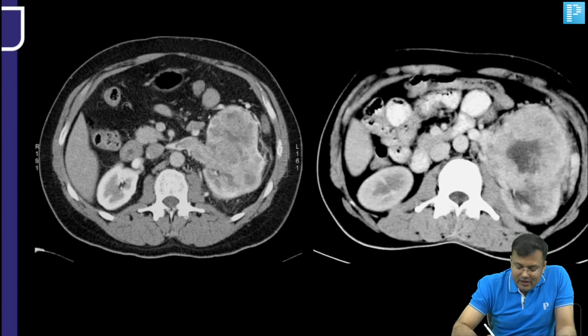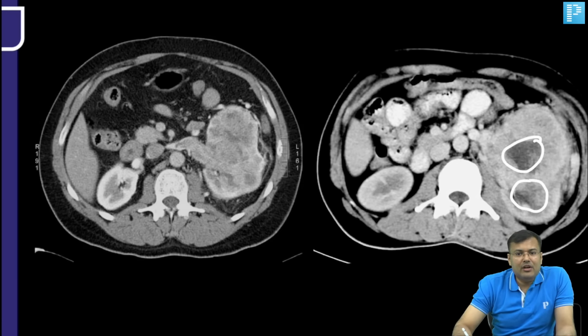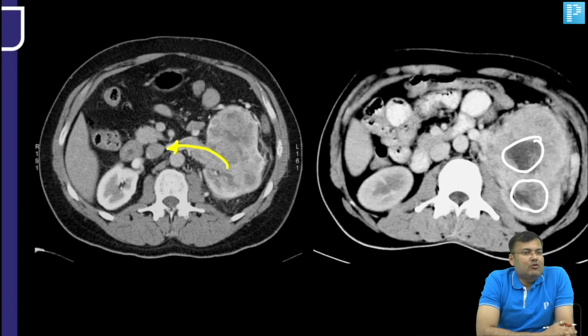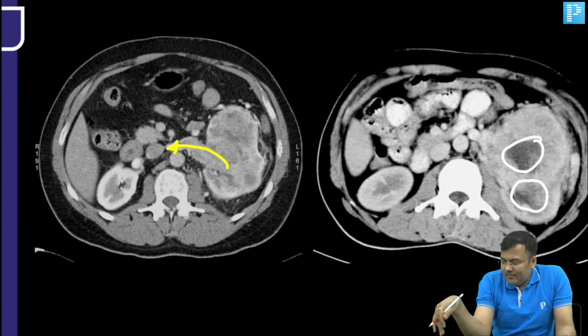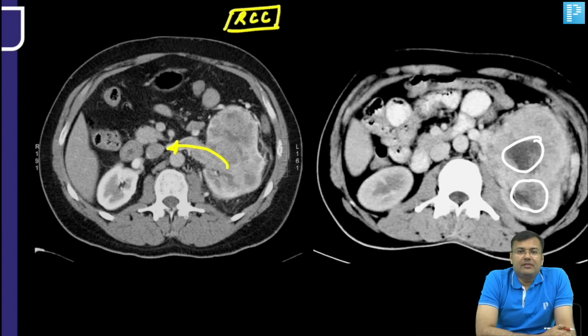Can you see here? Irregular enhancement because of hemorrhage and necrosis. There is necrosis, because of that there is irregular enhancement, and you can notice that there is invasion of the vascular structure, the renal vein. So there is renal vascular invasion, and irregular enhancement because of areas of necrosis. So, guys, what is the diagnosis here? This is RCC, renal cell carcinoma. There is calcification, irregular enhancement because of necrosis, and renal vein or vascular invasion.